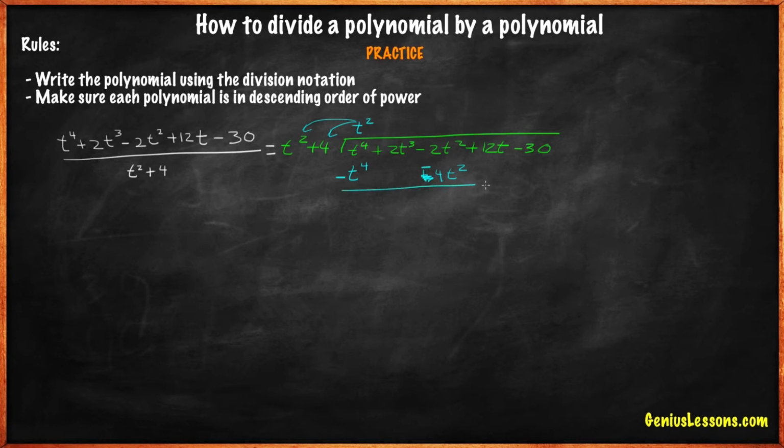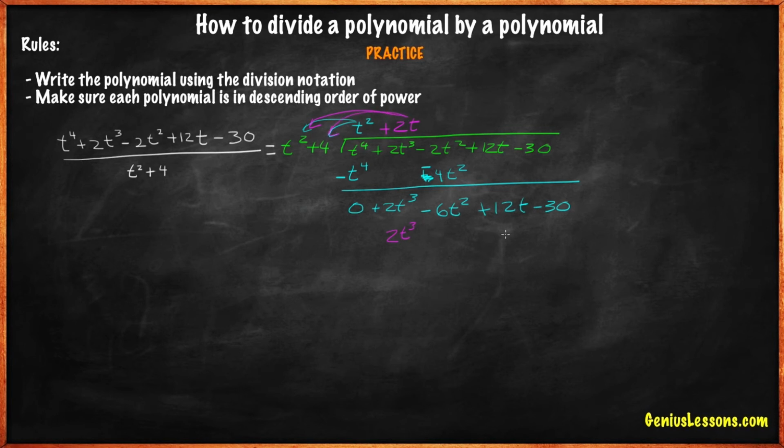t to the fourth power minus t to the fourth power equals 0. Negative 2t squared plus 4t squared equals negative 6t squared. Let's bring down 2t cubed. What times t squared will give us t to the third power? 2t times t squared equals 2t cubed. So we will use 2t. 2t times t squared equals 2t cubed.